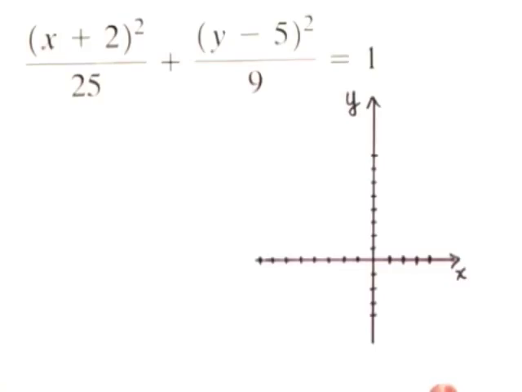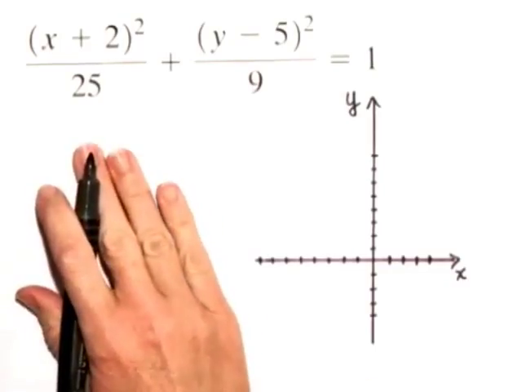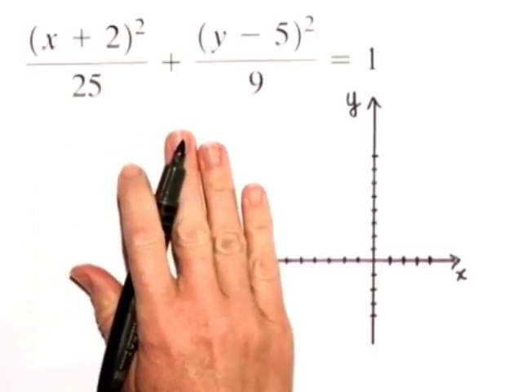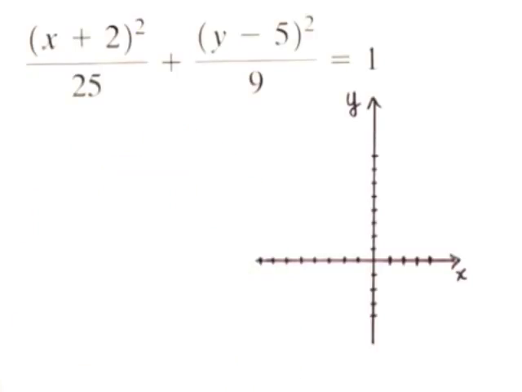For this problem, we'll graph a conic section. For an ellipse, we'll also name the foci. So we have (x + 2)² over 25 plus (y − 5)² over 9 is equal to 1. Well, we already have a conic section that's in standard form.